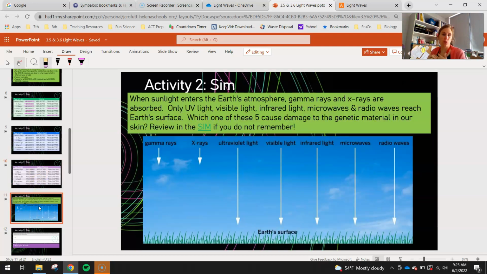Slide 11 is a little review for you. When sunlight enters the Earth's atmosphere, gamma rays and X-rays are absorbed. We saw that a little bit in our sim data, that gamma rays and X-rays got absorbed. That leaves 5 different types of light that can make it all the way to our Earth's surface. So what we're going to do is review which one of these 5 actually is damaging to the cells.